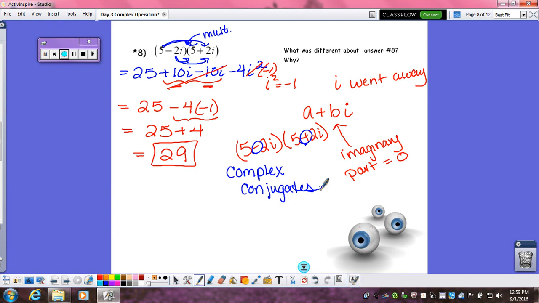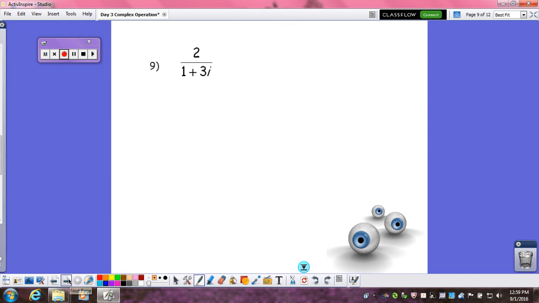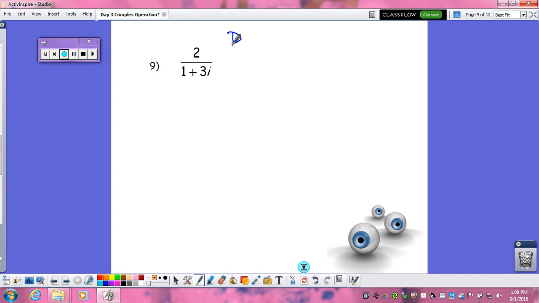And when multiplied, they will produce a real number. We're going to use complex conjugates for number 9. This is a division problem, and our goal is to make the bottom, or denominator, a real number. So we're going to multiply by the complex conjugate.